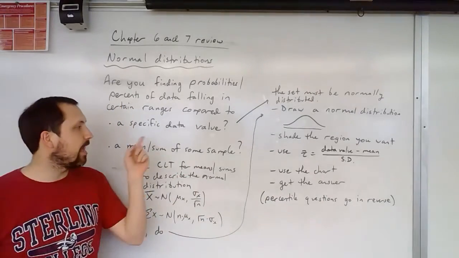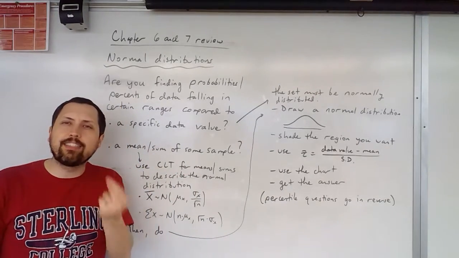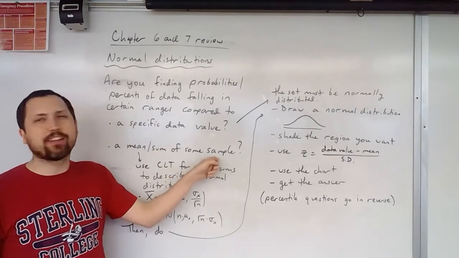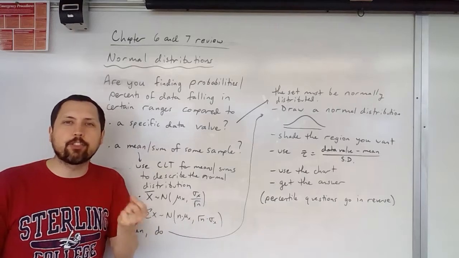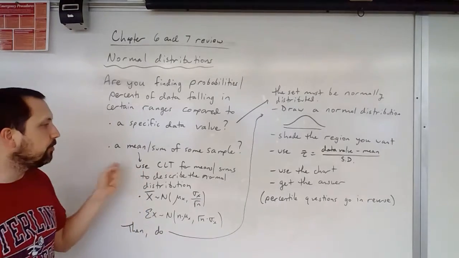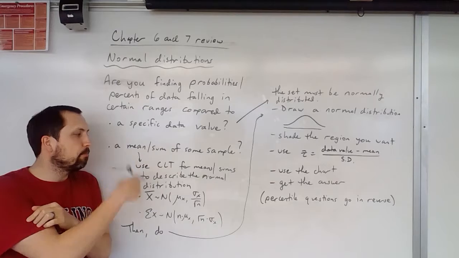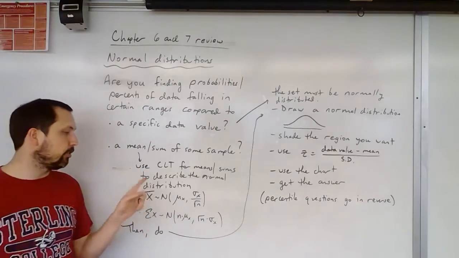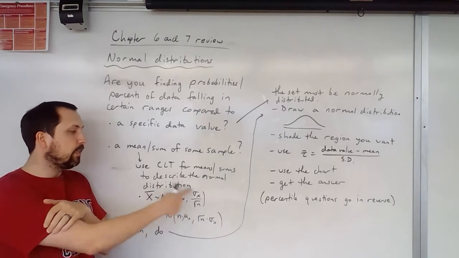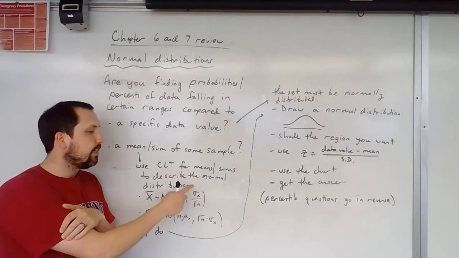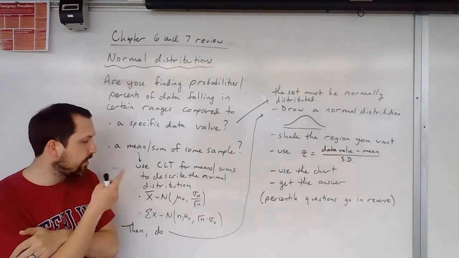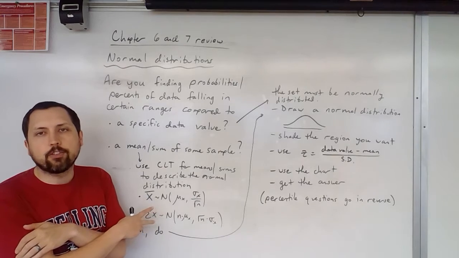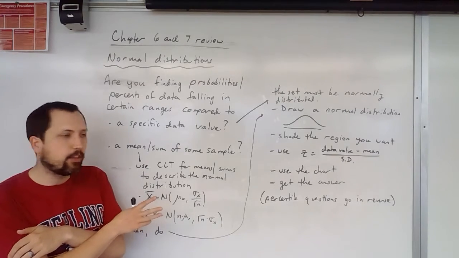Now, if instead the question wasn't about a data value, one specific number in the data set, but instead asked about a sample and a mean or a sum of the sample, then you need to use the central limit theorem for either means or sums to describe the normal distribution. So remember, the central limit theorem for means has the same mean, and the standard deviation gets divided by the square root of n. And the central limit theorem for sums, you have this. Both of these formulas will be given to you on the exam. You don't have to worry about memorizing those.